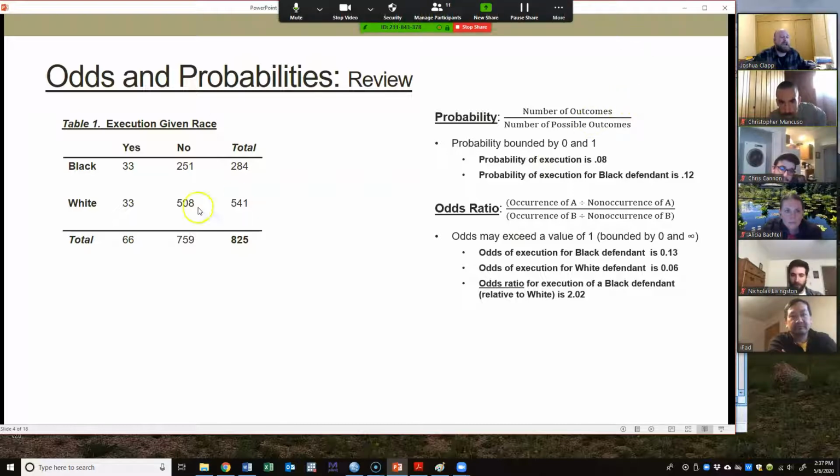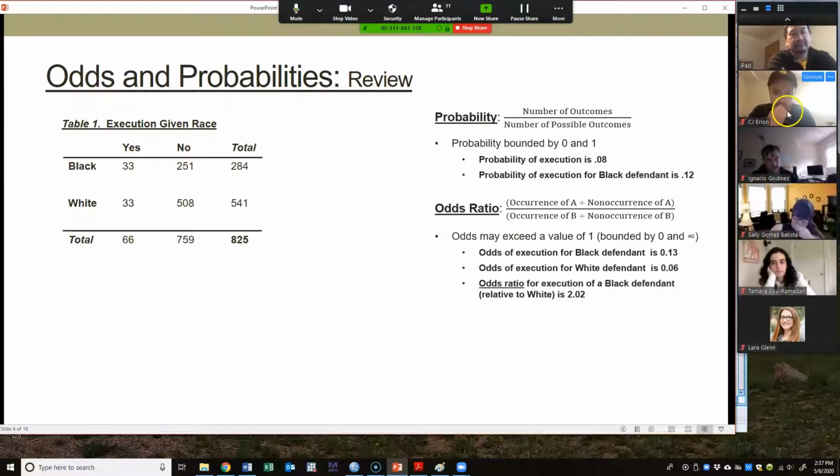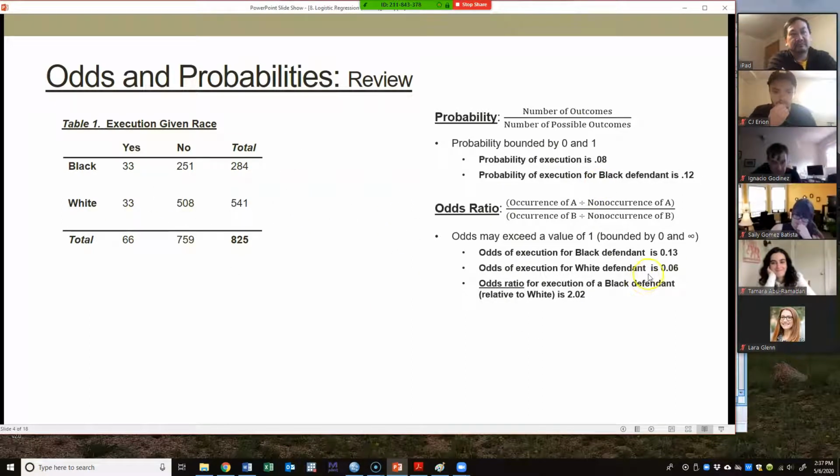Okay, and so if we're looking at these data here, who do I want to pick on? CJ, if I'm looking at this table here, I'm saying the odds of execution for a black defendant is 0.13. How did I get that? Let's see. Is that 33 divided by 251 over 33 divided by 508?